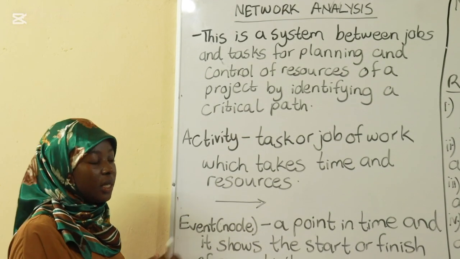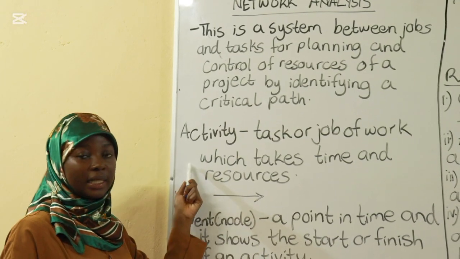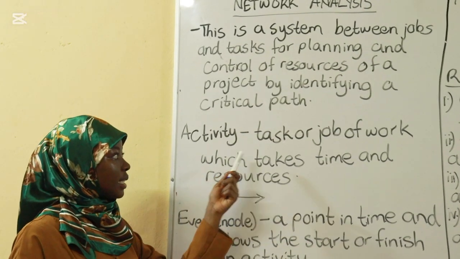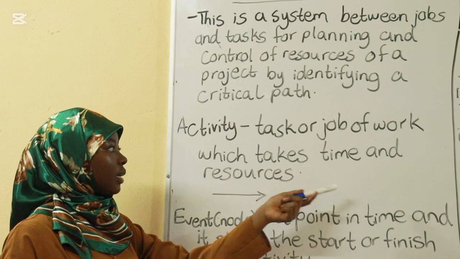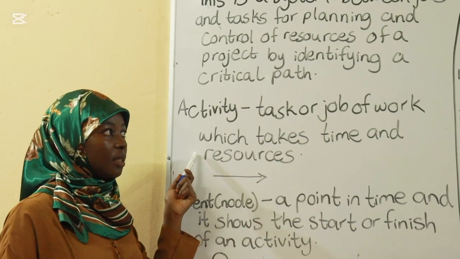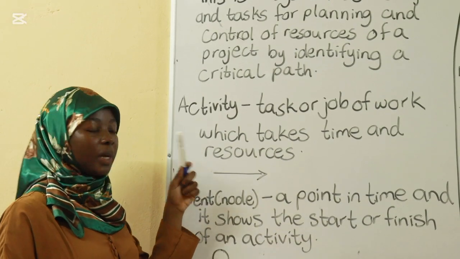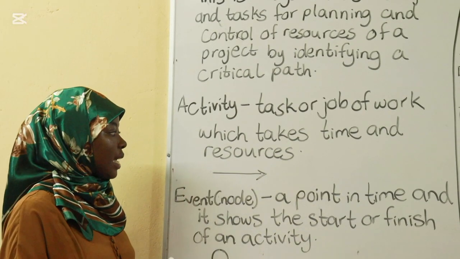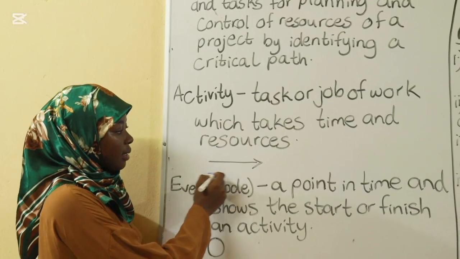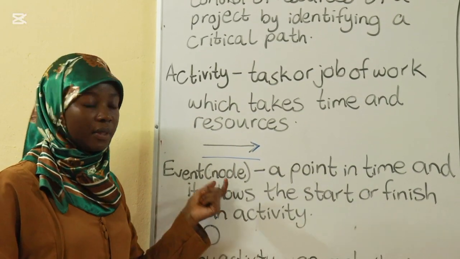So there are important terms that you need to know when it comes to network analysis. One is activity. When you see the word activity, this is a task or job of work which takes time and resources. So when you come across a question and you see the word activity, what should come to mind is that an activity is a task. And it's denoted by this line, this line here with an arrow. That's how you denote an activity.